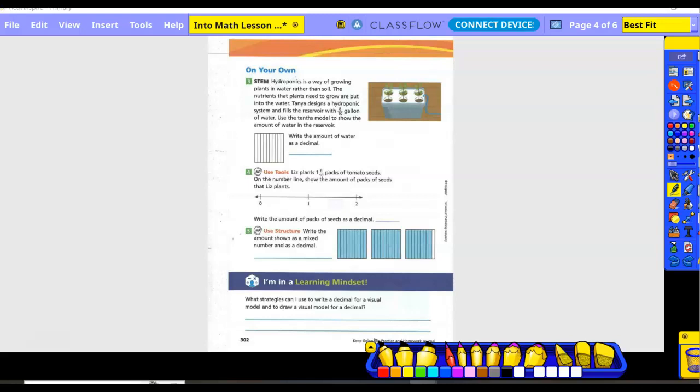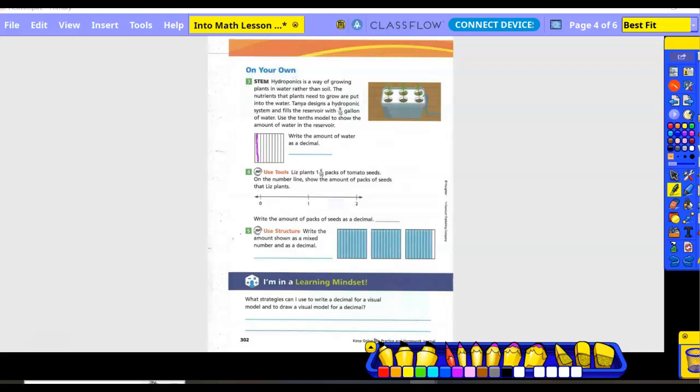On your own, number 3 says, hydroponics is a way of growing plants in water rather than soil. The nutrients that plants need to grow are put into the water. Tanya designs a hydroponic system and fills the reservoir with 8/10 gallons of water. Use the tenths model to show the amount of water in the reservoir. Okay, so they were nice enough to take that box and already break it into 10 pieces for us, correct? So how many am I going to color of that?